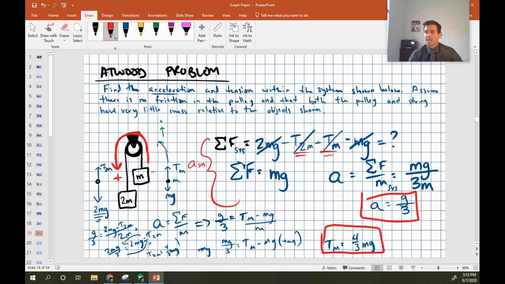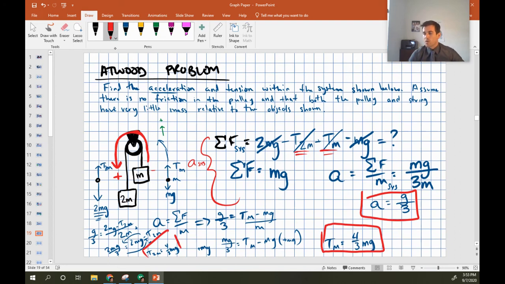And we would expect that to happen because we said that they were equal and opposite forces, but now mathematically we've also proved that's the case, as long as it's accelerating based on this acceleration that we have. So that's how you do an Atwood's problem. That's some of the applications of Newton's third law.